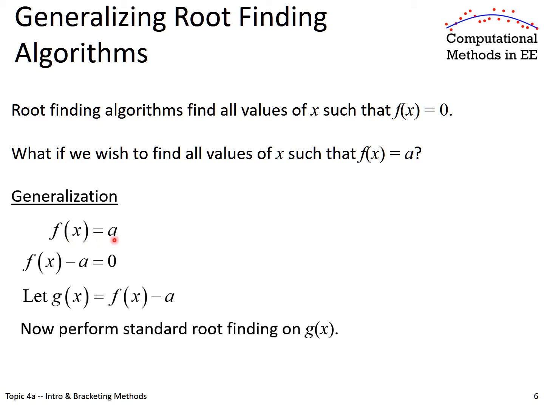So we want to find where the function f of x equals a. Let's take a and move it over to the left-hand side of the equation. We now have f of x minus a equals 0. Let's define an auxiliary function g of x that equals f of x minus a. Really what we need to do is perform root finding, our standard root finding, on g of x. So where g of x goes to 0 is where f of x equals a. Very simple hack, and then we can use our root finding algorithms to find where some function equals any value, even if it's not 0.